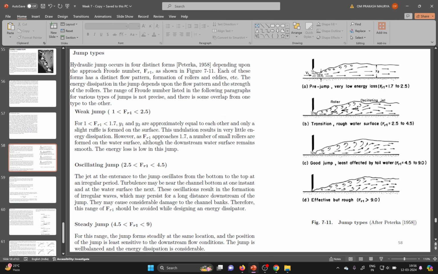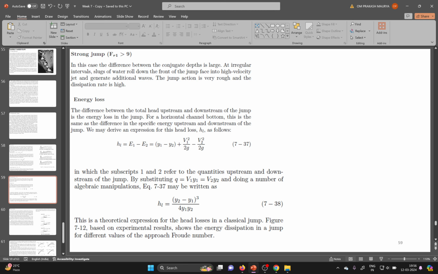The weak jump is when your Froude number is greater than 1 and less than 2.5. Oscillating jump, your Froude number is greater than 2.5 and less than 4.5. Steady jump, your Froude number is greater than 4.5 and less than 9. And a strong jump, if your Froude number is greater than 9.